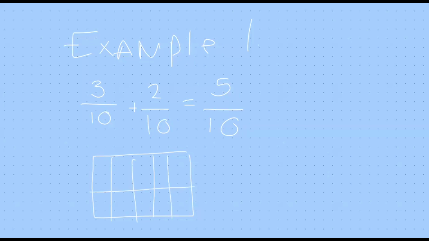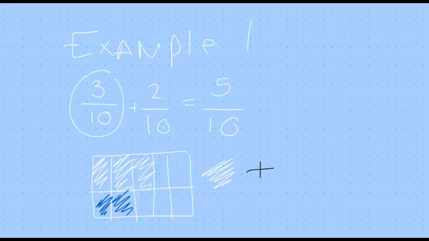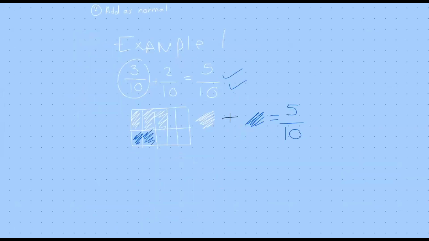But if we have 10 squares, and you have 3 coloured in, then you have a further 2 coloured in, then you end up with 5 out of 10, not 5 out of 20. So that's the reason why you don't add the bottoms. It just doesn't make sense.